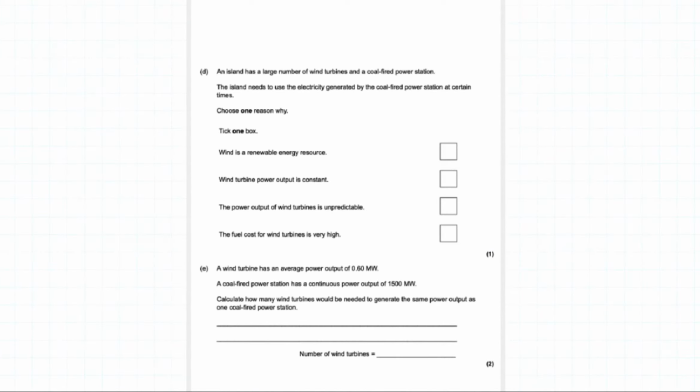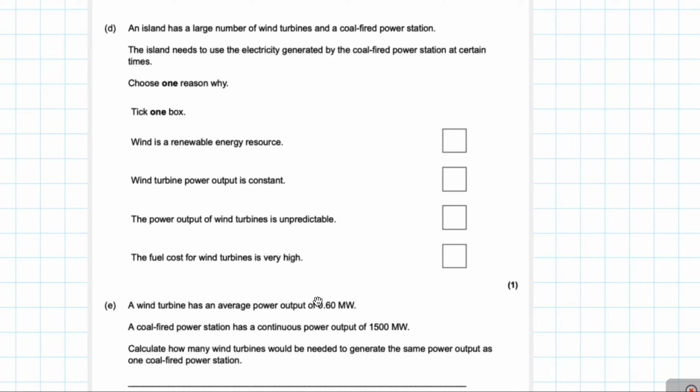An island has a large number of wind turbines and a coal-fired power station. The island needs to use the electricity generated by the coal-fired power station at certain times. Choose one reason why.